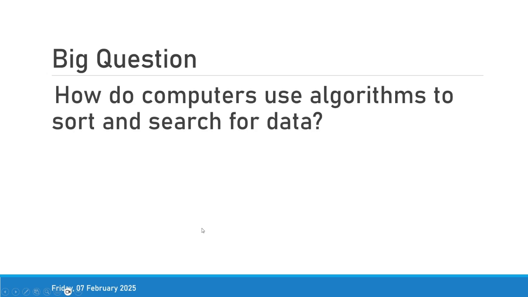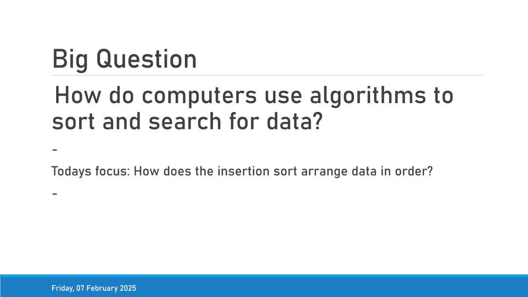Hi team, so our big question today is how do computers use algorithms to sort and search for data? Basically, how are we using simple instructions to sort through data or search for data? Well, previously we've learned that we can search through data in two different ways.